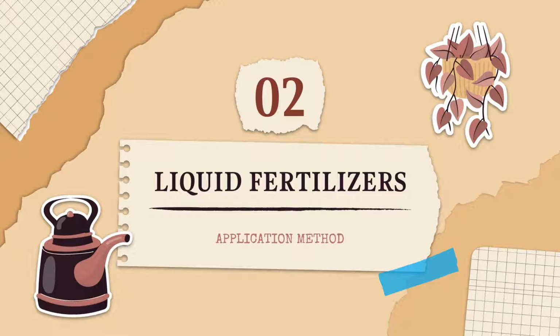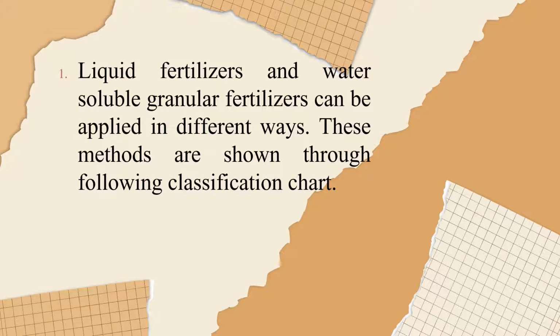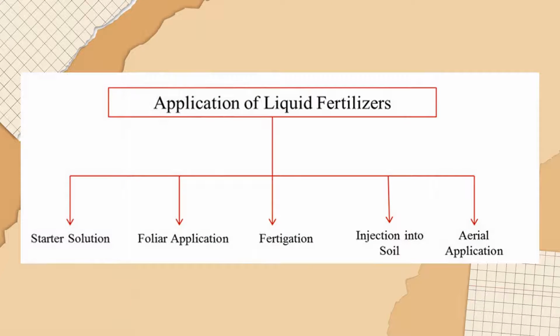Another application method is the liquid fertilizers. Liquid fertilizers and water-soluble granular fertilizers can be applied in different ways. These methods are shown through the following classification chart. We have starter solution, foliar application, fertigation, injection into soil, and aerial application.